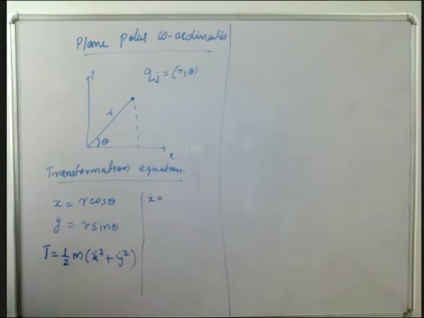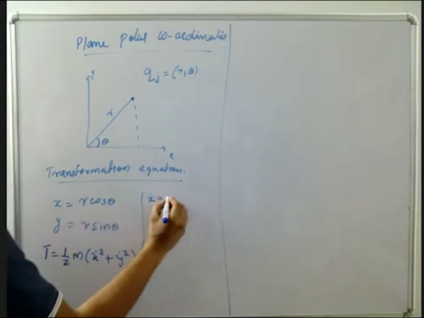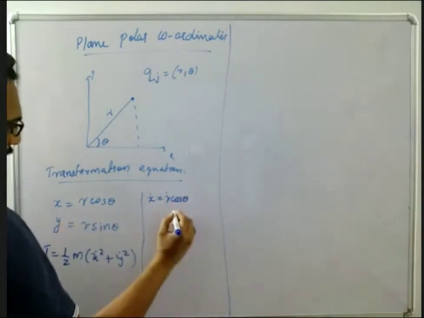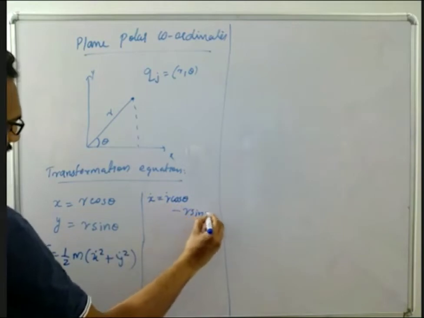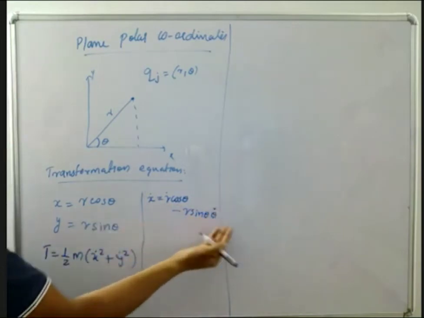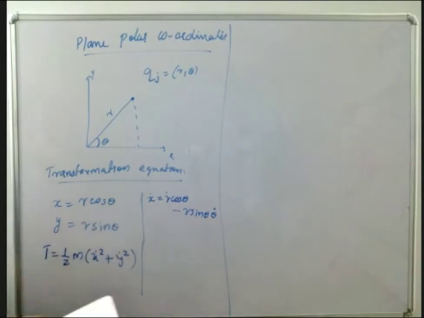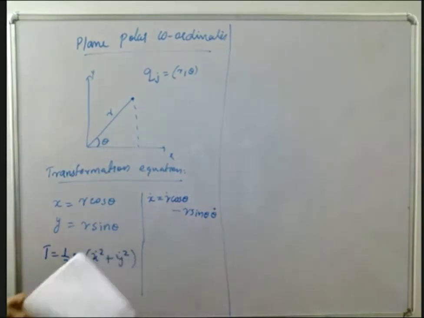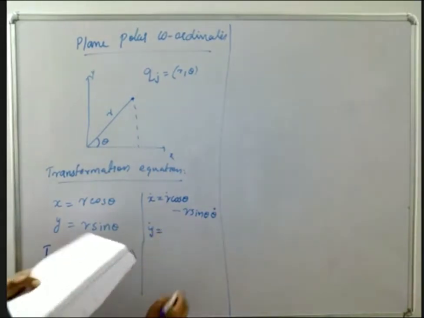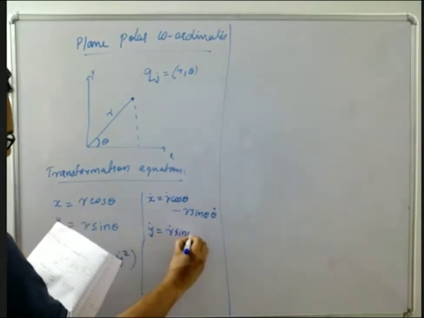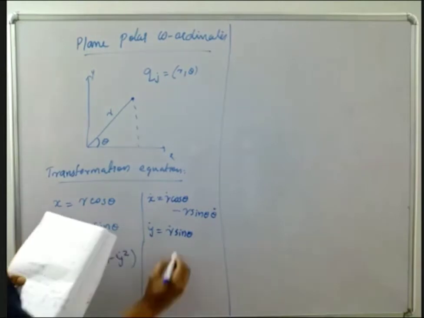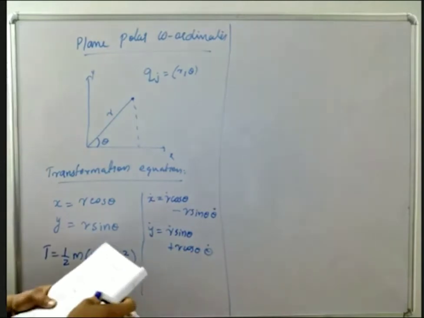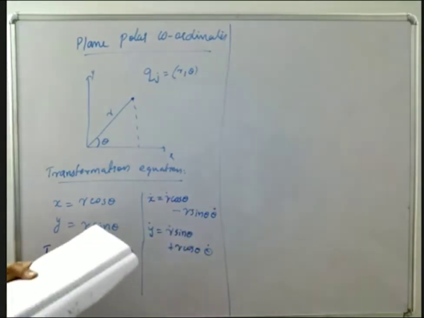We have to use the product rule or Leibniz rule. So x dot is equal to r dot cos theta minus r sin theta theta dot. The minus sin theta theta dot is the derivative of cos theta with respect to time. Since theta depends on time, we also have a theta dot there. Similarly, y dot is equal to r dot sin theta plus r cos theta theta dot. Just take the time derivative of x and y.